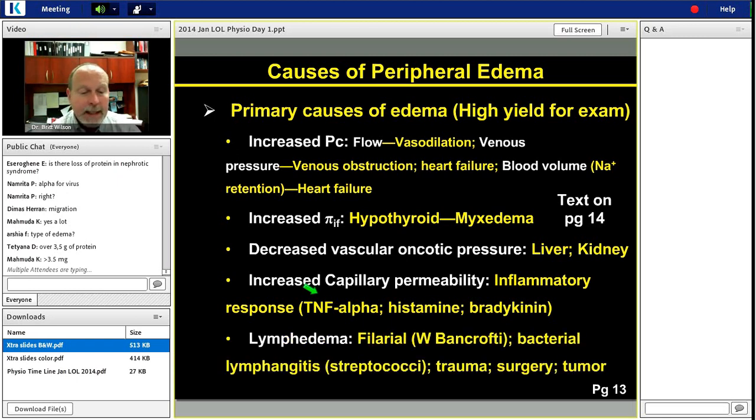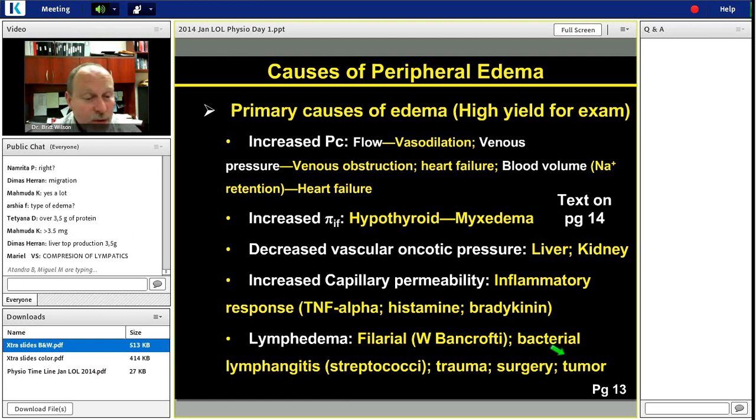And last but not least, don't forget the lymph. All right. W. bancrofti. You can also get streptococci, bacterial lymphangitis. Streptococcal infections can also cause it to some degree. Another bug. And if you remove it or you get a tumor, anything that blocks it can cause a lymphedema. Now, this can also be non-pitting because it's keeping proteins in the interstitium. So there's another example of a non-pitting edema.